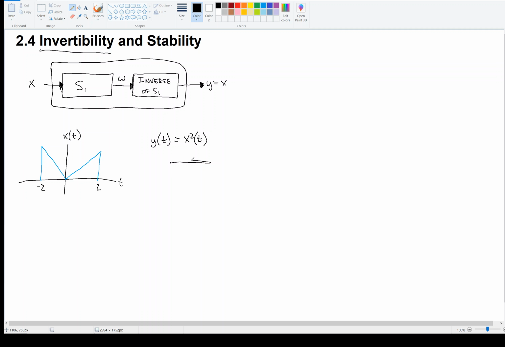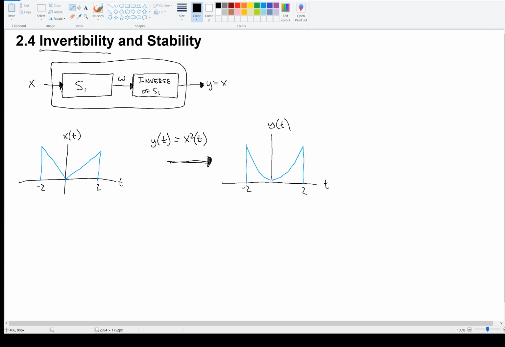So if we were to send this input signal through this squaring system, then what we would get out is the following. Let's consider just this first linear piece, the positive side. When I square a line, I get a parabola, right? And then same thing over here, when I square this piece, I get a parabola. So this is what I would expect to get out of such a system.